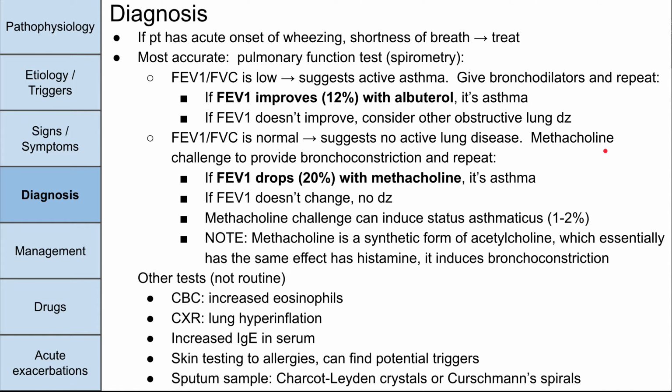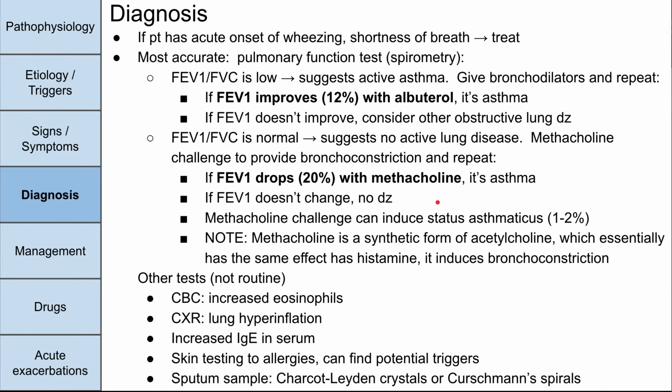It'll cause some inflammation in the lungs. So for somebody that has normal readings, normal spirometry, you give them methacholine, and if the FEV1 drops about 20% with methacholine, then you have a diagnosis of asthma. If FEV1 does not change, then they don't have asthma. They might not have any disease because they had a normal number to begin with, and they still have a normal number after giving them methacholine. Now, this test isn't really done in the clinic. It's kind of cruel to give somebody methacholine.